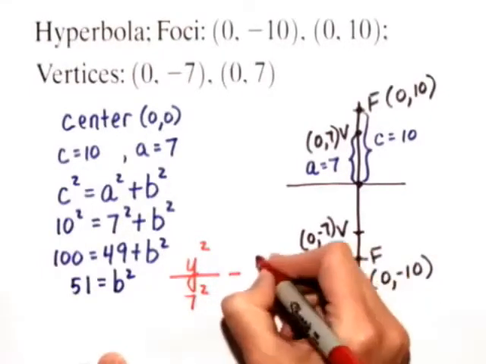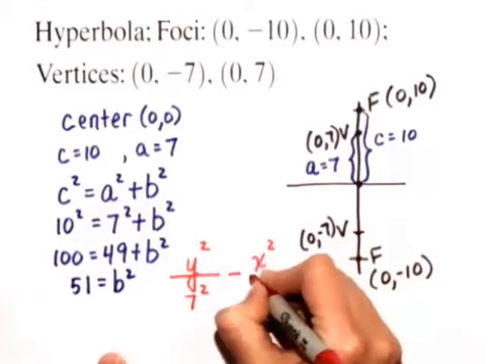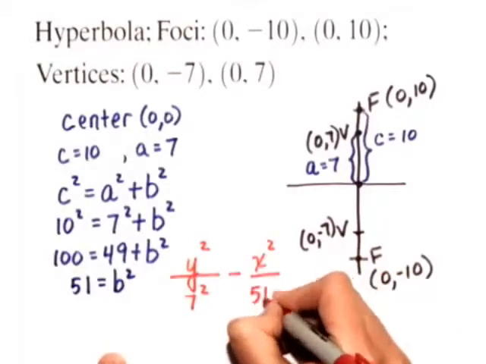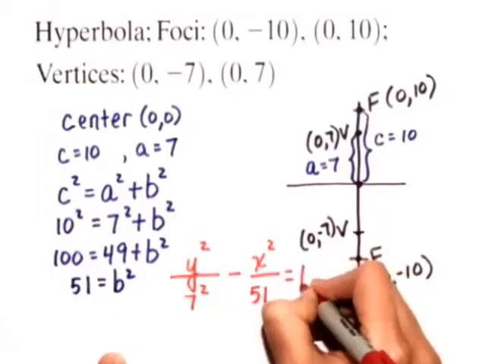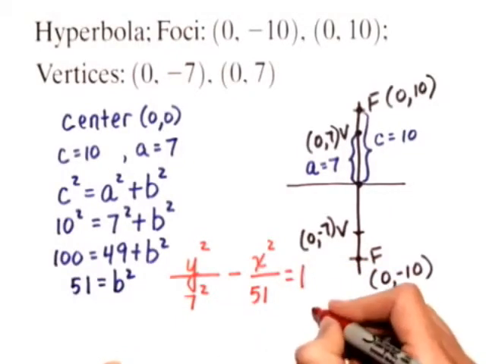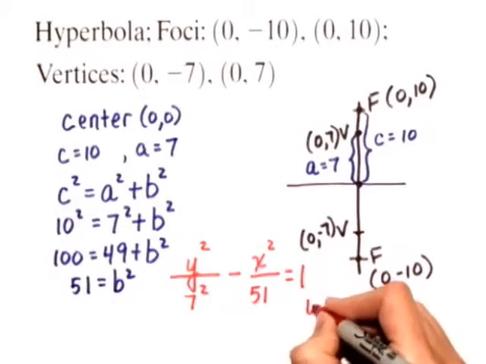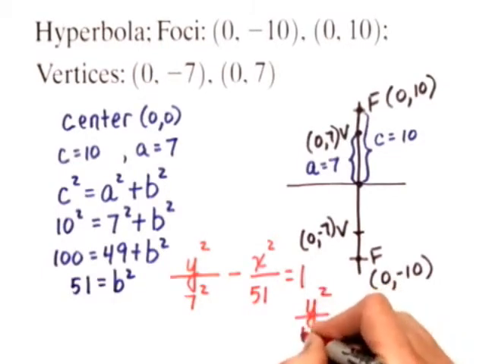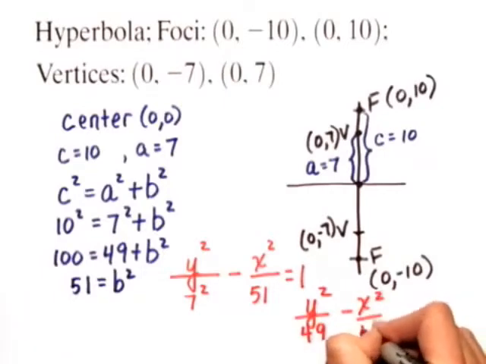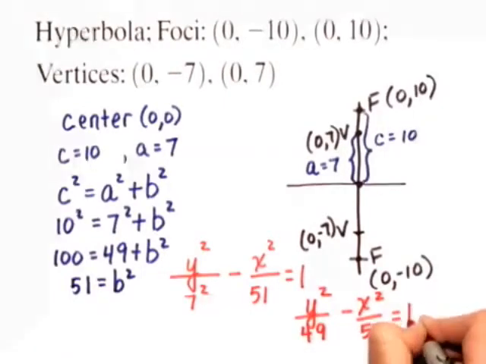There's always a minus sign. We have x squared over b squared, so b squared is 51, and that's equal to 1. I can change the 7 squared to 49, and I'll write my final answer as y squared over 49 minus x squared over 51 is equal to 1. That's the equation of this hyperbola in standard form.